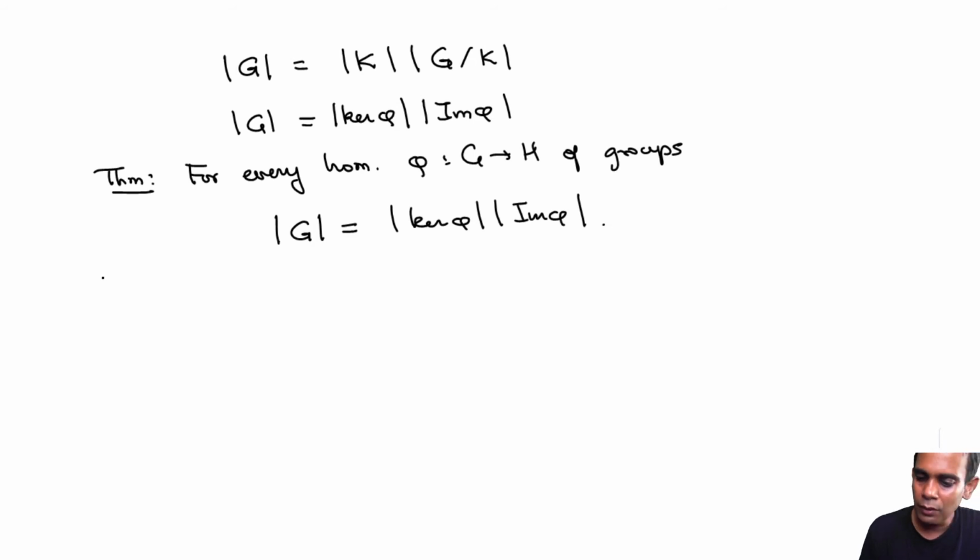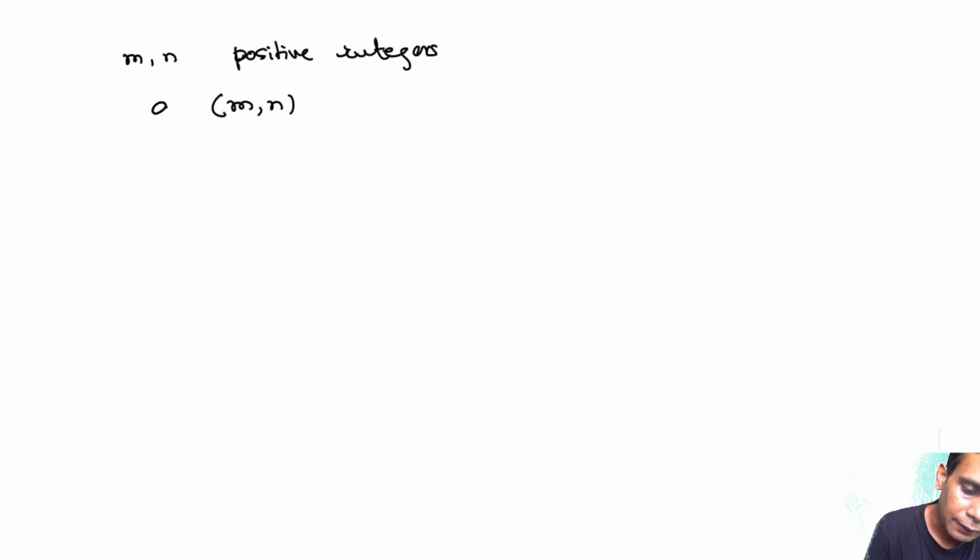Okay, what does all this have to do with the Chinese remainder theorem? So I'm going to look at the following homomorphism. So you have two integers m, n, whose GCD is 1. So let's say these are positive integers, and the GCD of m and n is equal to 1.